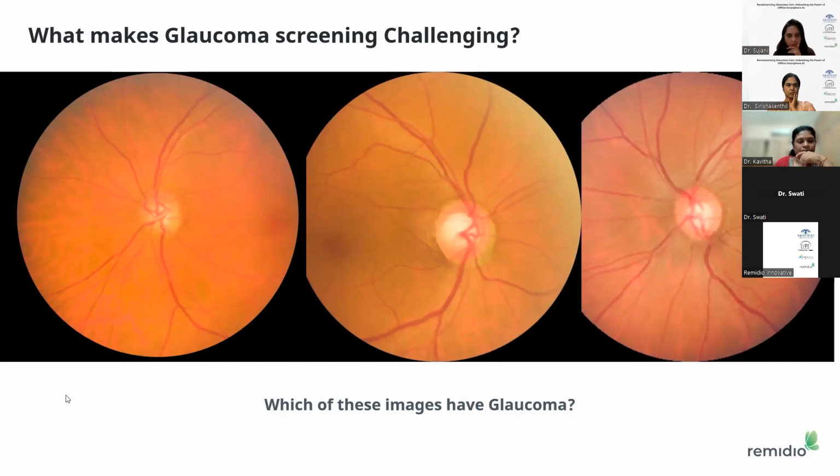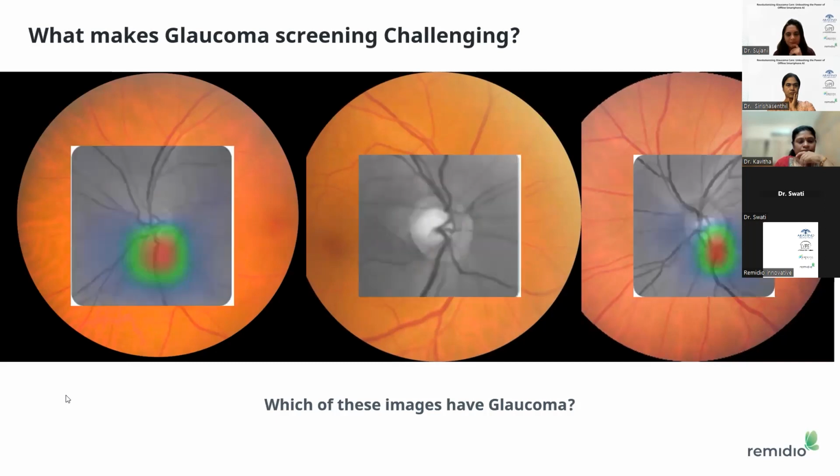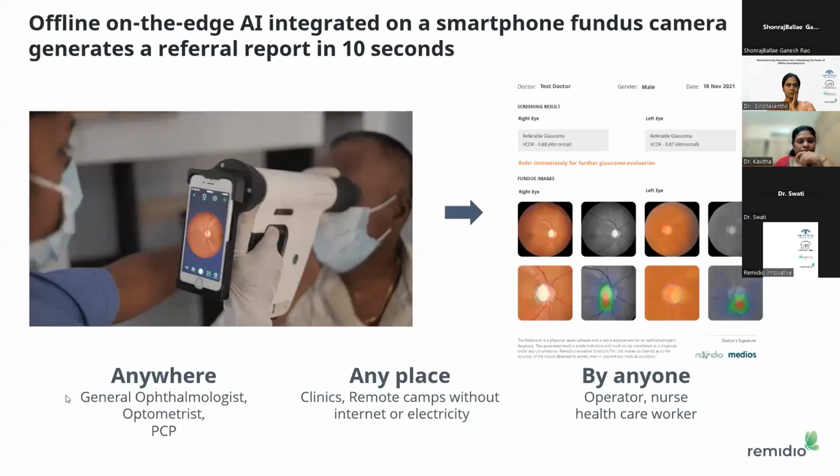Okay. So we have the poll that has come out, and majority of them think that the center and right image has glaucoma. So actually, if you see, the center image does not have glaucoma. It's the right and the left image that has glaucoma. And here you can see that the AI is actually highlighting areas that are abnormal. There are excavations and early RNFL defects that the AI has picked out. We'll learn a little bit more about it as we go along.